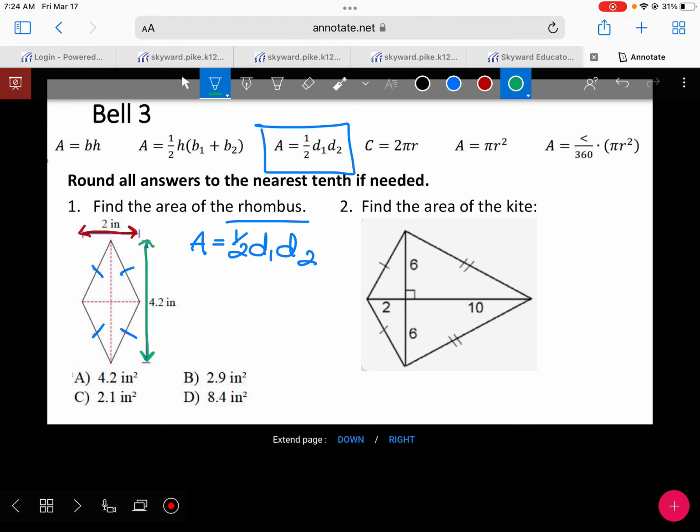All right, so finding the area, we have our formula. So finding area, A equals 1/2 diagonal 1. I'm going to say that has a length of 2. And diagonal 2, the one in green, has a length of 4.2. Okay? So you can go ahead and multiply all those things. 1/2 times 2 times 4.2 on your calculator. What are you going to get?